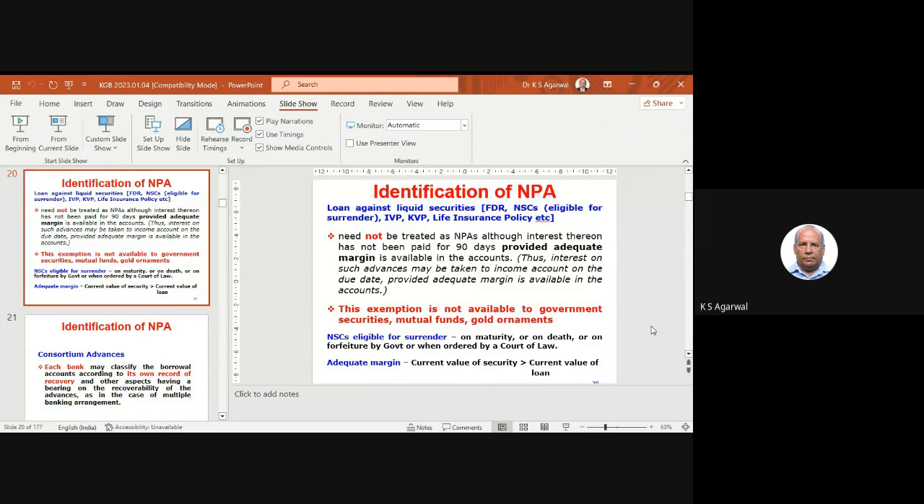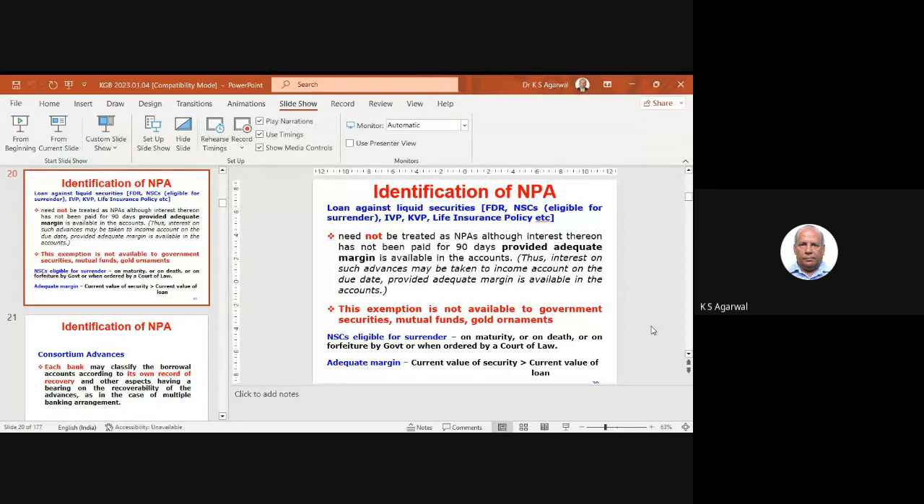So what is adequate margin? Suppose you have given a demand loan against FDR of 1 lakh rupees. You have maintained 20% margin, you have given 80,000 rupees. Now this FD, with passage of time, the value of security will increase because of accrued interest on FDR. At the same time, my loan outstanding will also increase due to application of interest.